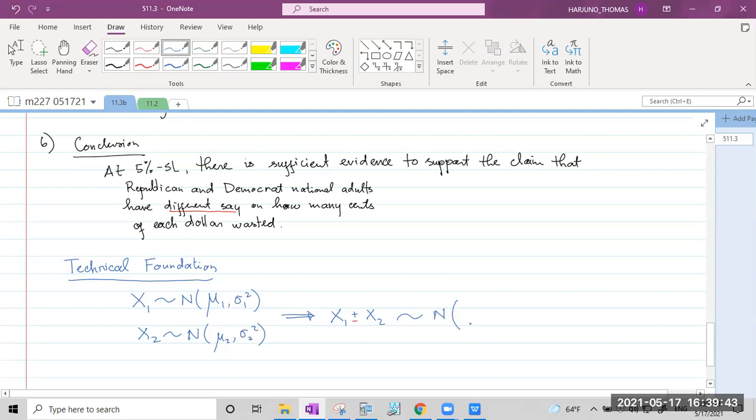It will still be normally distributed with the mean mu1 plus mu2, or minus if we subtract. However, the variance will be sigma 1 squared plus, and in case of minus it is also plus, sigma 2 squared. That's what happens at that time.